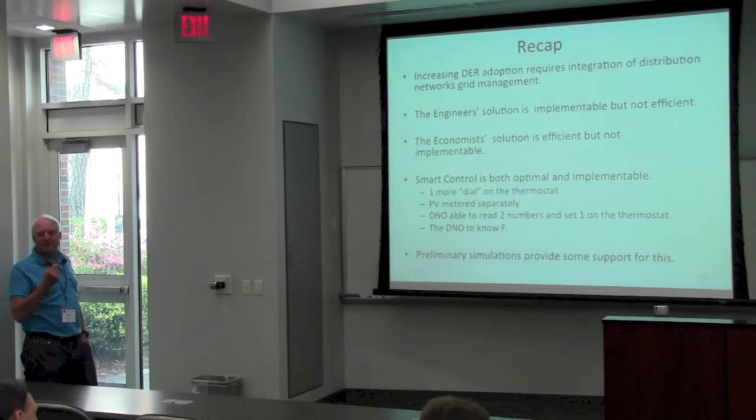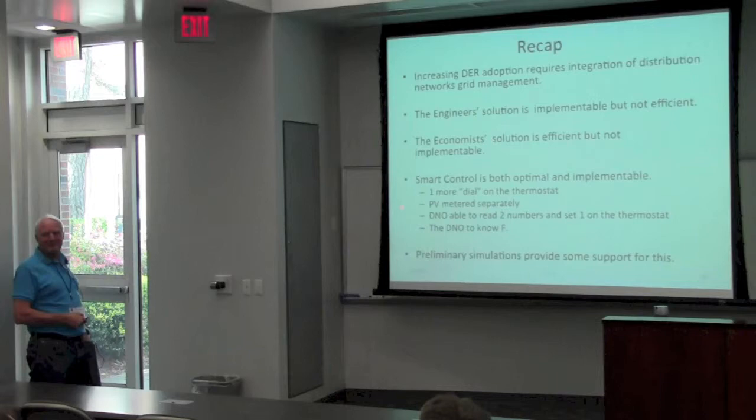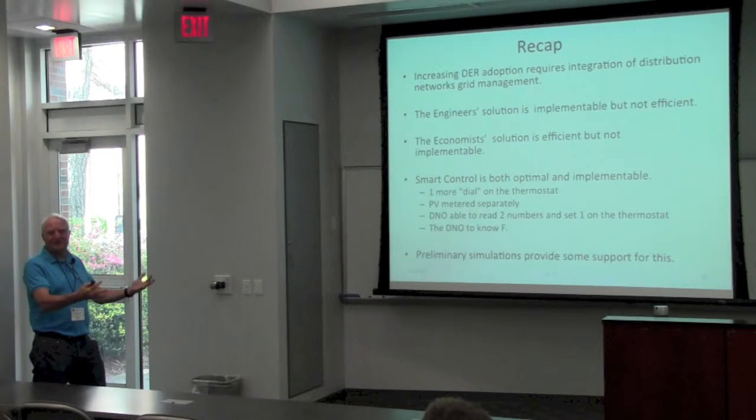But it sort of requires one more dial on the thermostat. The PV has to be metered separately. Southern Cal doesn't do that right now. It's all part of the same meter. It all goes to the same meter. The network operator has to be able to read two numbers and set one number on the thermostat. That's the communication they have to do, and they have to know this F. So somehow we have to be able to get the thermal properties of your house into the distributed network algorithm.